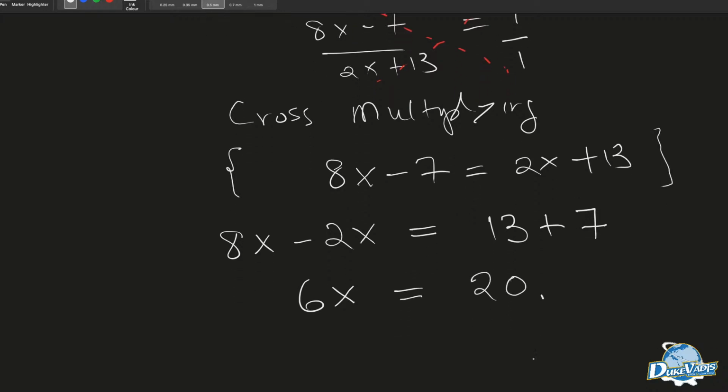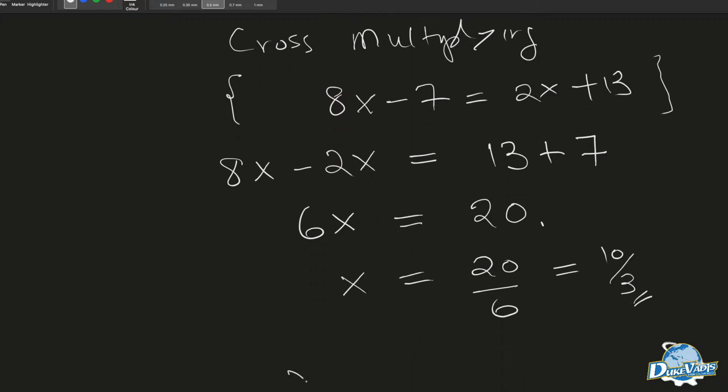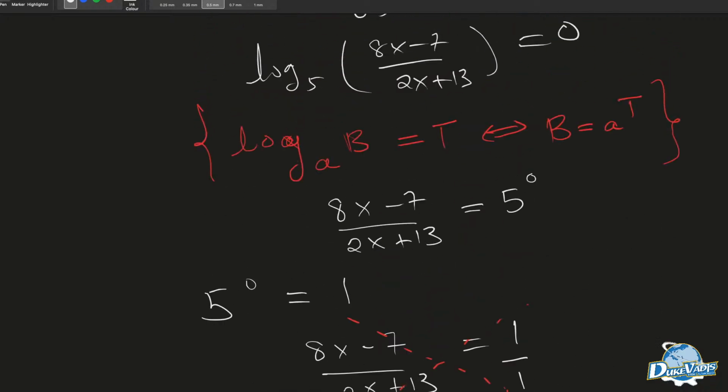So dividing both sides by x, our equation will be 20 divided by 6, which is the same as 10 over 3. So hence, the equation is solved. We have 10 over 3 to be our answer to this equation. As you can see, that's what we did.